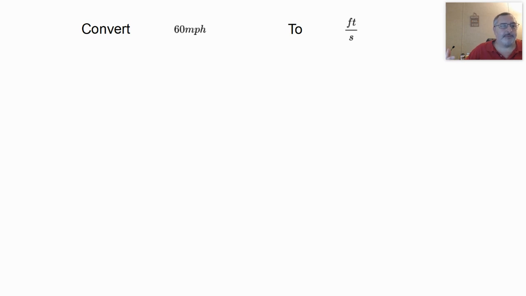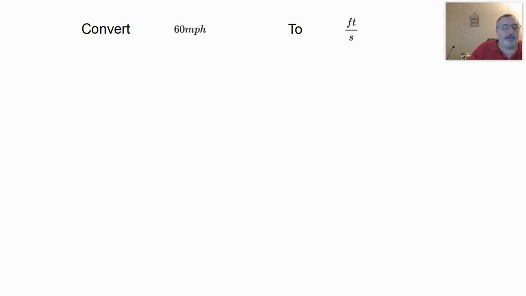So here is a conversion. We're going to convert 60 miles per hour into feet per second. Now, for most of these problems, you will be given the unit conversions. Sometimes you won't, so those are some things you're going to have to look up and use appropriately. I'm going to go ahead and give you the conversions here that we're going to need to use, except for time, which I'm hoping you already know.